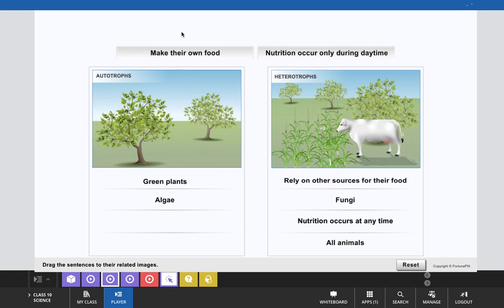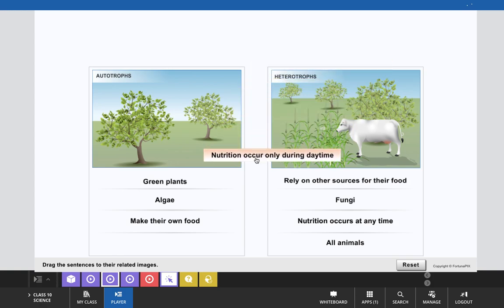Make their own food: again, the characteristic feature of autotrophs. Excellent. Nutrition occurs only during daytime. That is also one of the characteristic features of autotrophs.